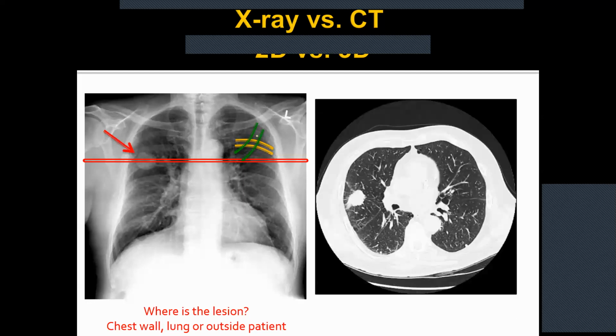Okay. So here we have our lump from the lungs, but again, this image doesn't tell us where the lump is. This lump could be deep inside the lungs, or it could be at the chest wall.